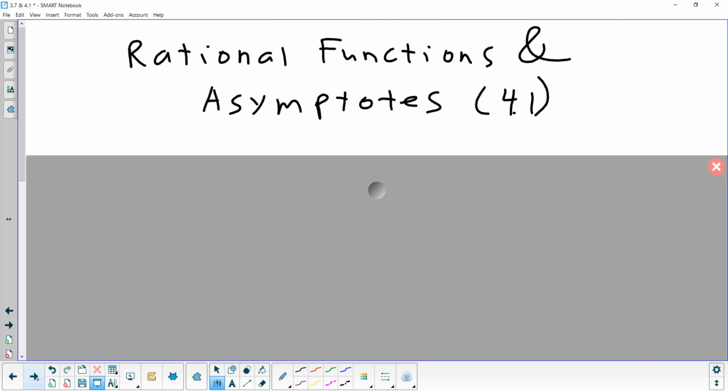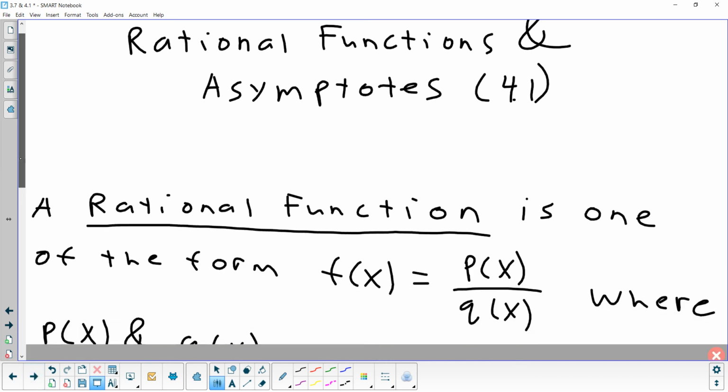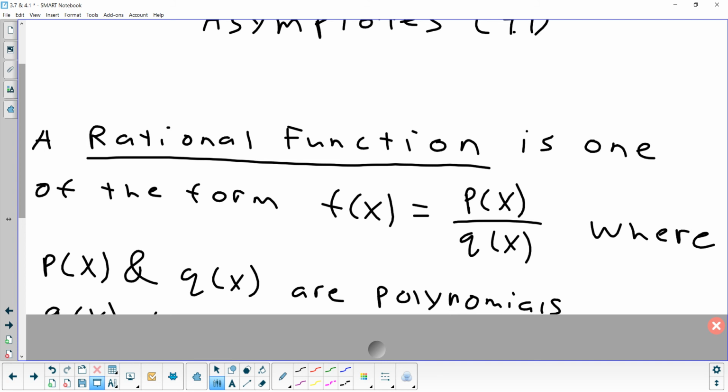Okay, so chapter 3 was all about polynomials. Chapter 4, we're going to start off by looking at what are called rational functions. So a rational function involves 2 polynomials, and you divide them. So here's a polynomial in the top. Here's another polynomial in the bottom. That is what you call a rational function.